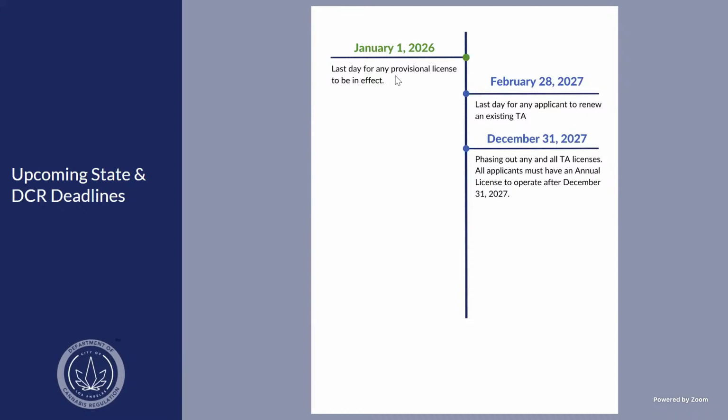And then, of course, we've kept our temporary approval renewal process open through December 31st, 2027. Folks will be able to renew temporary approval into the 2027 calendar year, and I'll cover that in a little bit more detail when we get into the annual application discussion as part of Module 4.